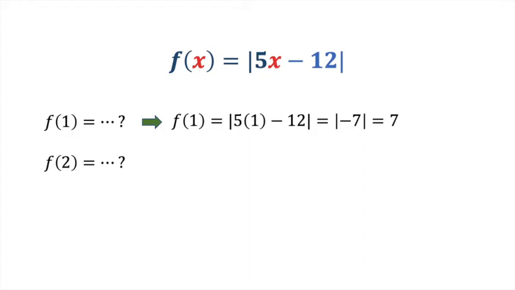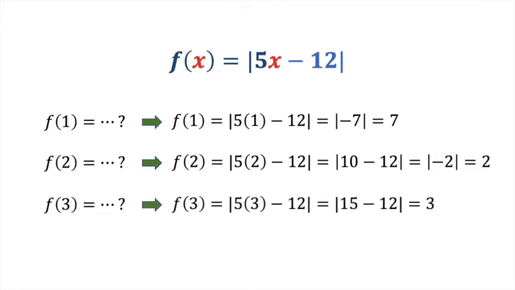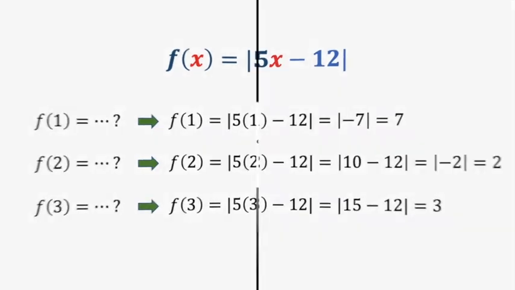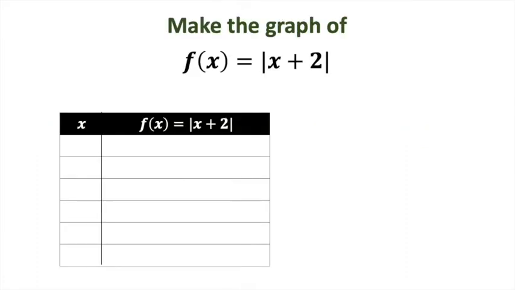And how about f of 2? Using the same way, replacing the x, you will have f of 2 is equal to 2. And how about f of 3? Using the same way also, f of 3 is equal to 3. Ready to make an absolute value function graph? Now, look at this example.